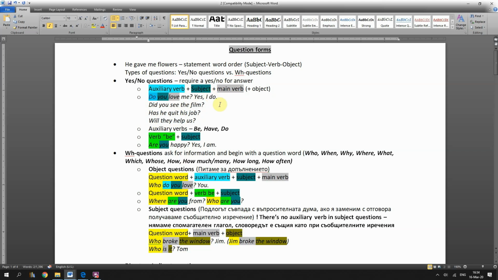Remember, when you translate these sentences, the auxiliary verbs are not translated.